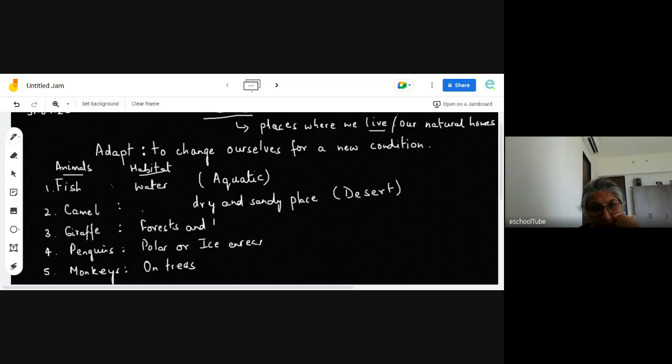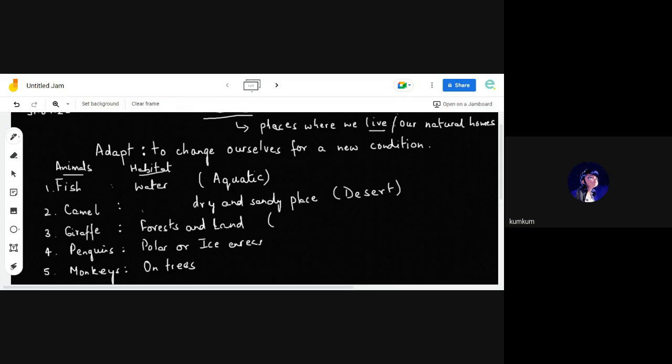Next, Sonia, what is this kind of thing called? Habitat called forests and land. Sonia, tell me. Ma'am, can you show again?